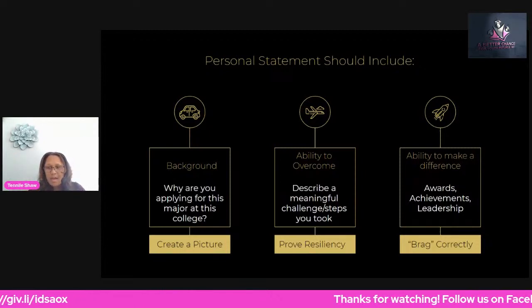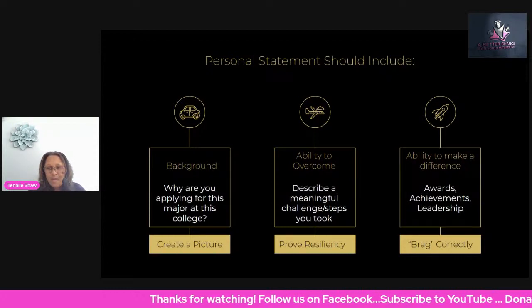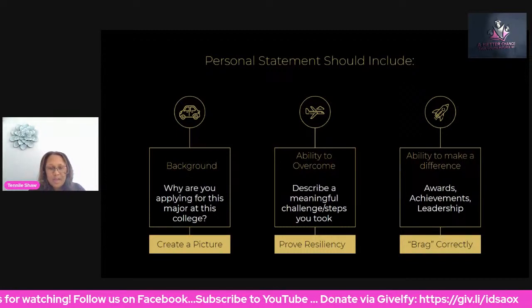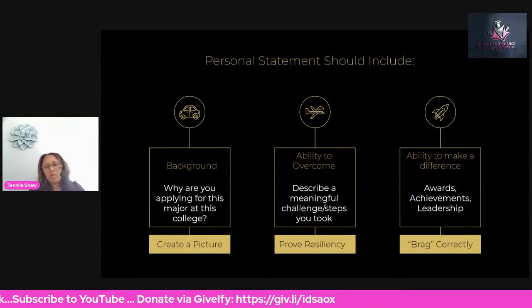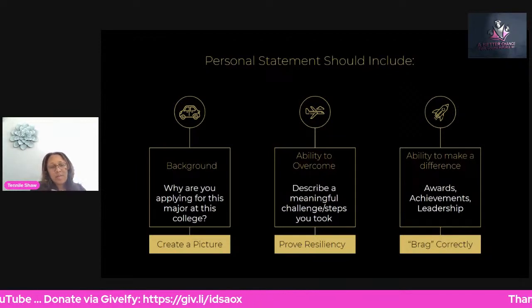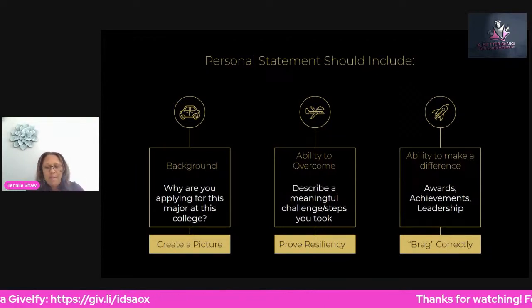You are bragging correctly and making sure that you can prove that. When you brag correctly, you are showing that your presence in that organization made a difference. Your presence in that organization added to what was already there. And that's what they want you to do for the campus. They want that leadership because they want you to bring something positive to their campus.